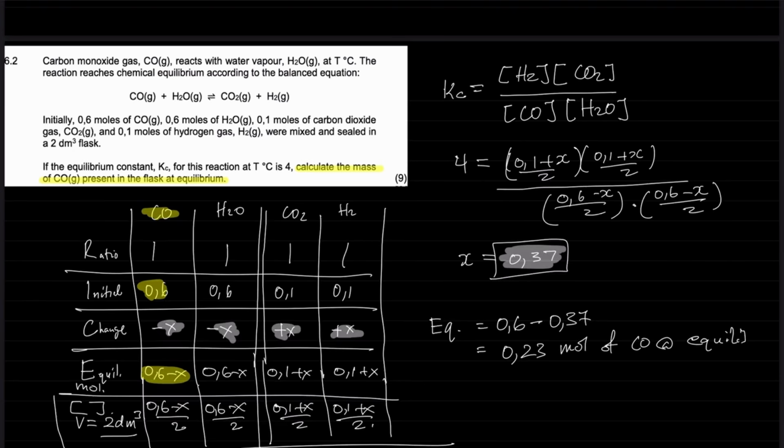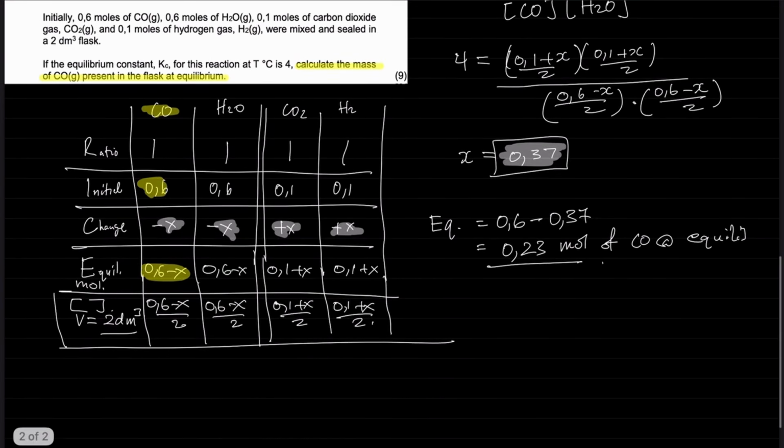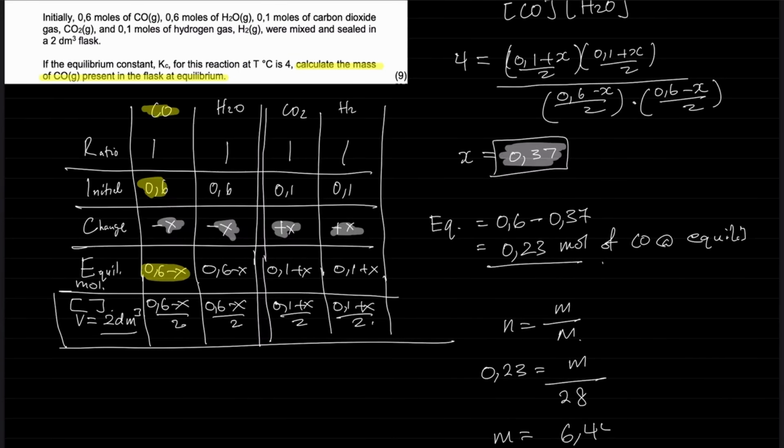But the question is asking to calculate the mass of CO. Now, if we have the number of moles, we can calculate the mass. Remember, number of moles is equal to mass divided by molar mass. We got the number of moles, 0.23, is equal to the mass, that's what we want, and the molar mass is what we get from the periodic table. The molar mass is going to be 28. Now cross multiply, we get a mass of 6.44 grams of CO at equilibrium.